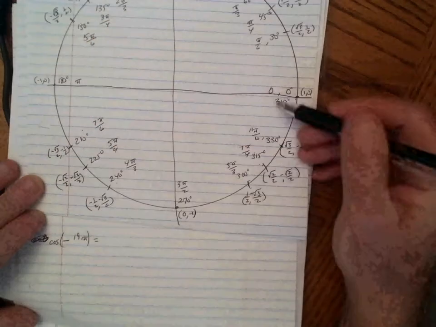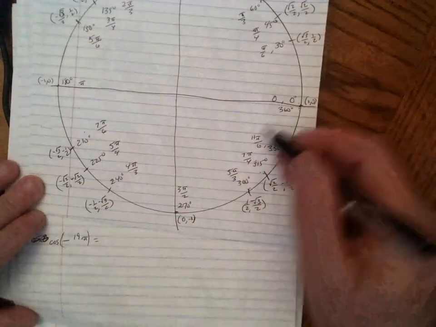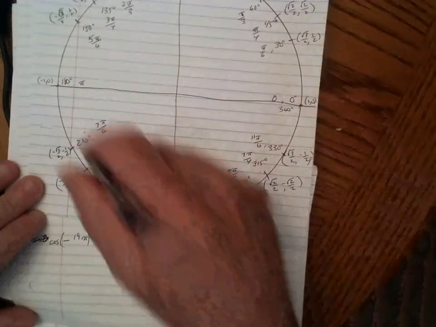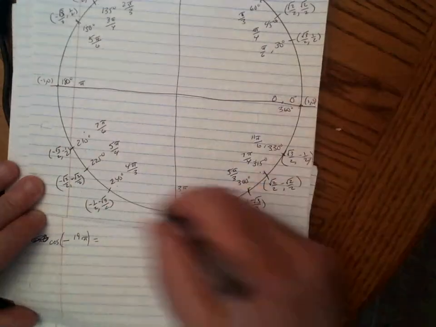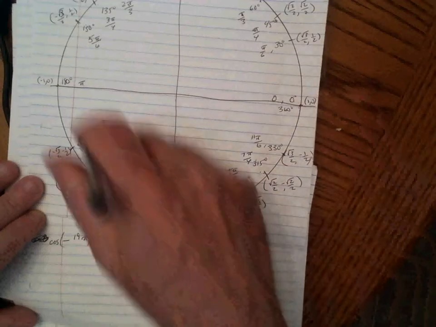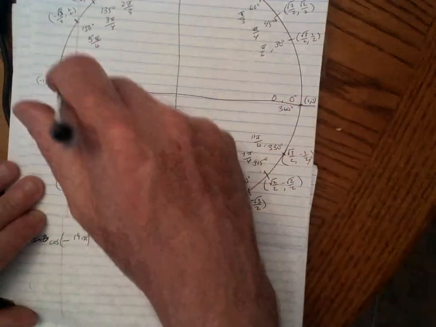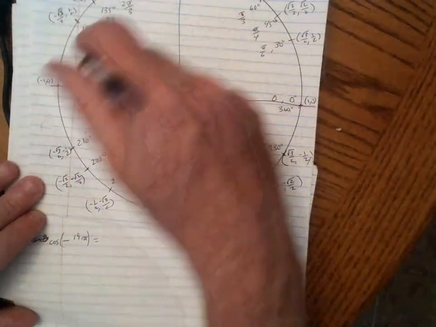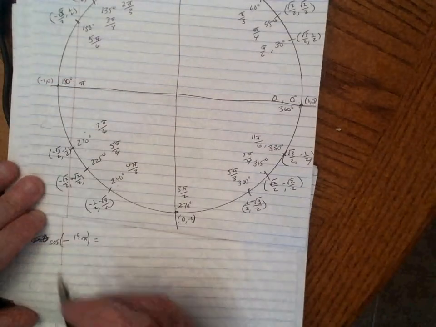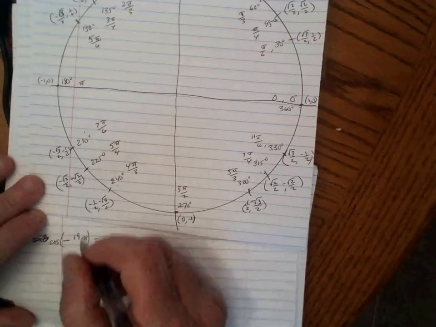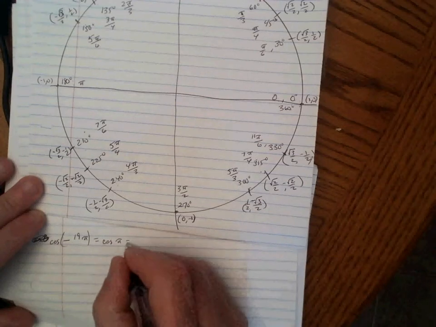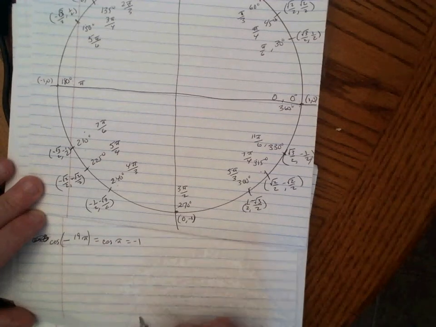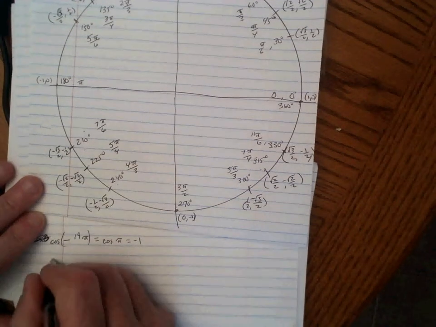So we're going to go negative 1 pi, negative 2 pi, negative 3 pi, 4 pi, 5 pi, 6 pi, 7 pi, 8 pi, 9 pi, 10 pi, 11 pi, 12 pi, 13 pi, 14 pi, 15 pi, 16 pi, 17 pi, 18 pi, and 19 pi. Negative 19 pi is going to end up being coterminal with cosine pi, and that is, of course, negative 1.